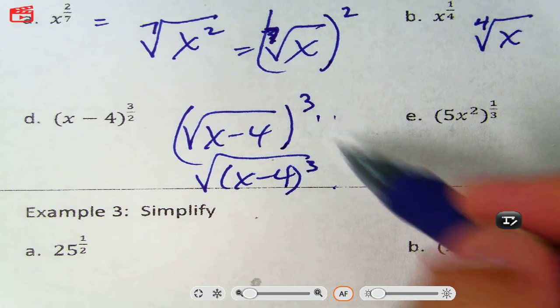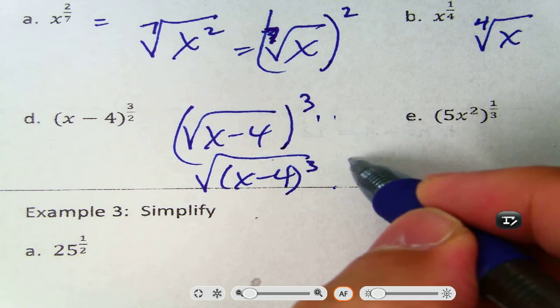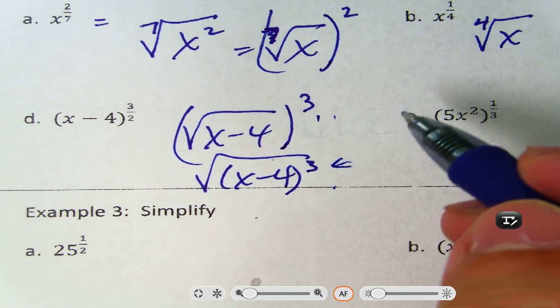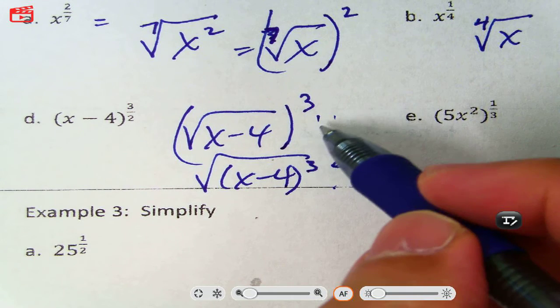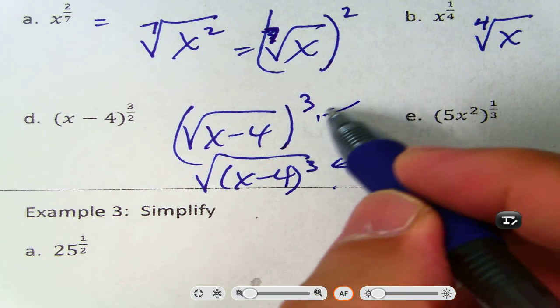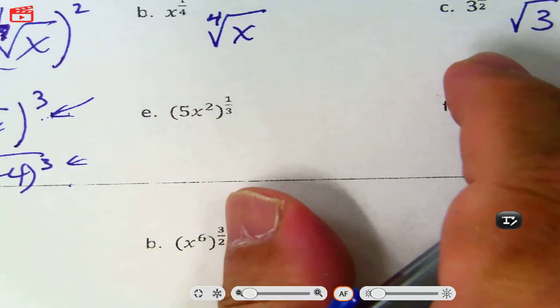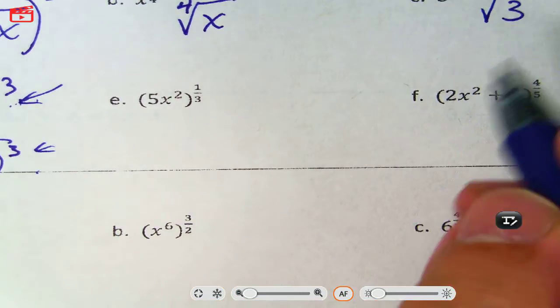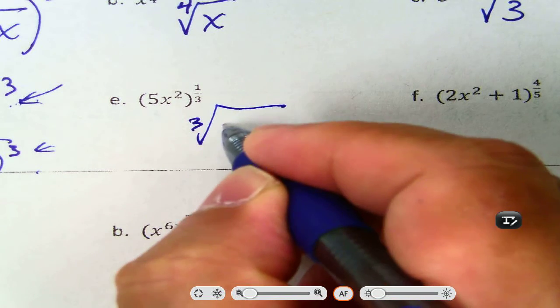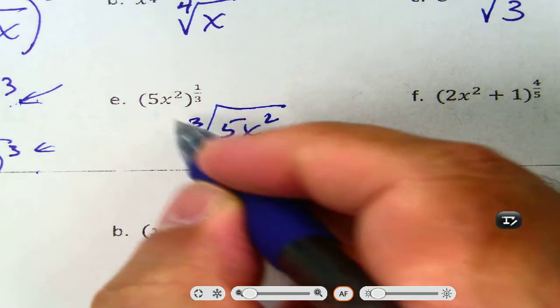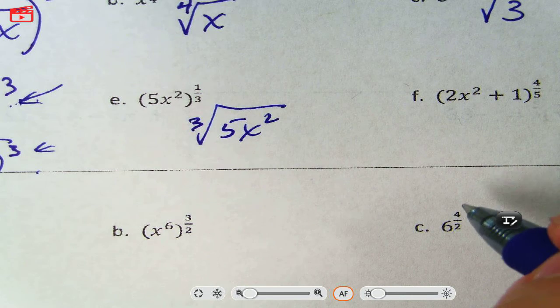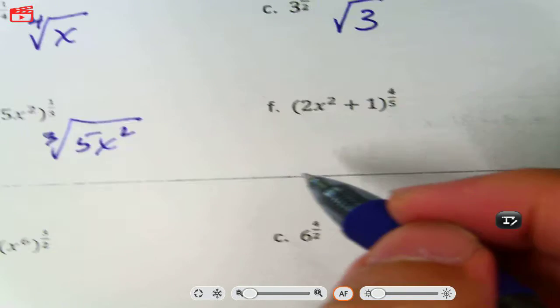When I'm doing a rewrite, I prefer the second method, but either method is fine. I mean, there's nothing wrong with the other one. When I'm doing a simplify, when I'm actually working things out, I tend to use the other method. Okay? E, 5x squared to the 1/3, so you're just going to do a cube root. You just put 5x squared, the whole thing that's in parentheses, in the radical. And that's it.